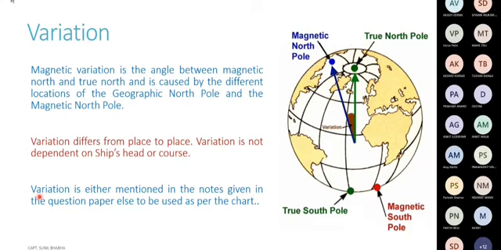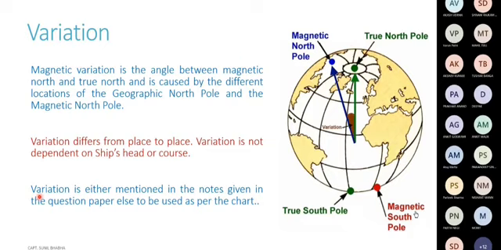Now, the second way in which it could be given is they could tell you to use the variation as mentioned in the chart. Now, if it is given in this way, then we will have to find out what is the variation at a particular place and then use that variation in our chart.